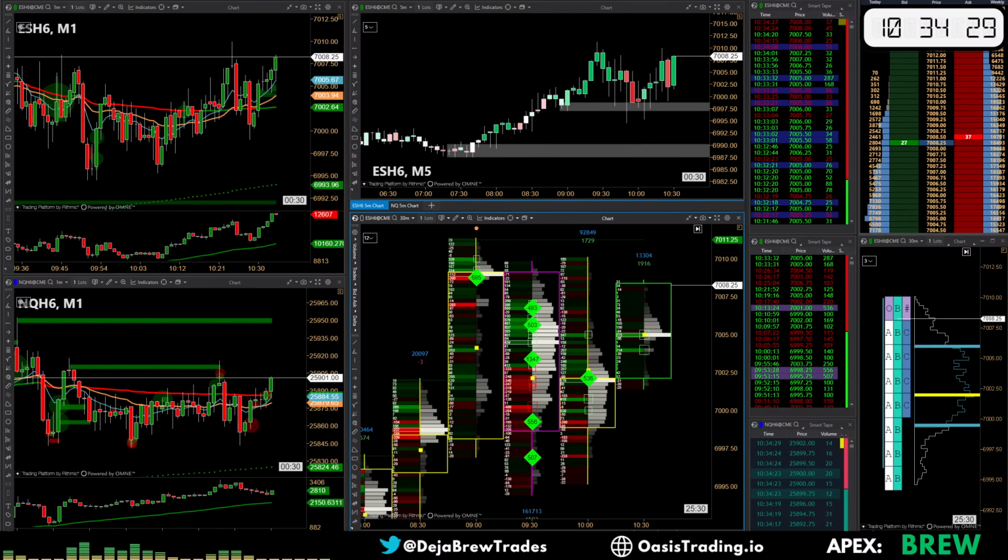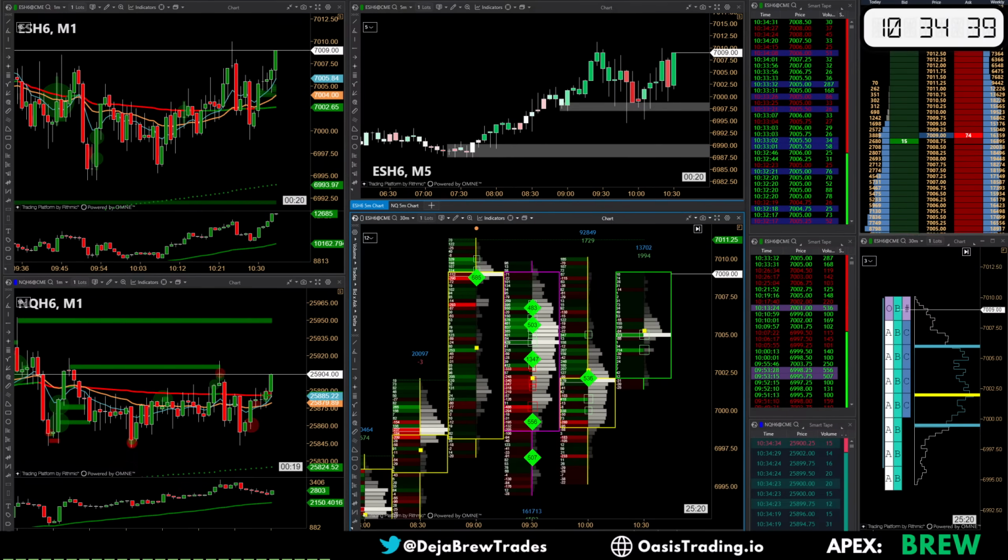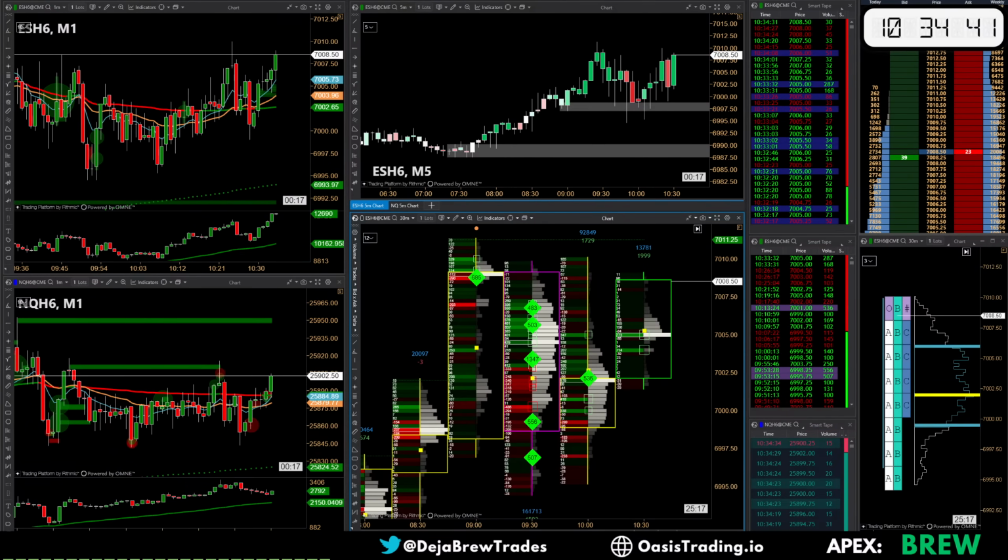Okay, it's going to try again here for this break of the value high. Pretty decent trend. They are holding above the ADMA. We'll see if it can actually stay above like 707.